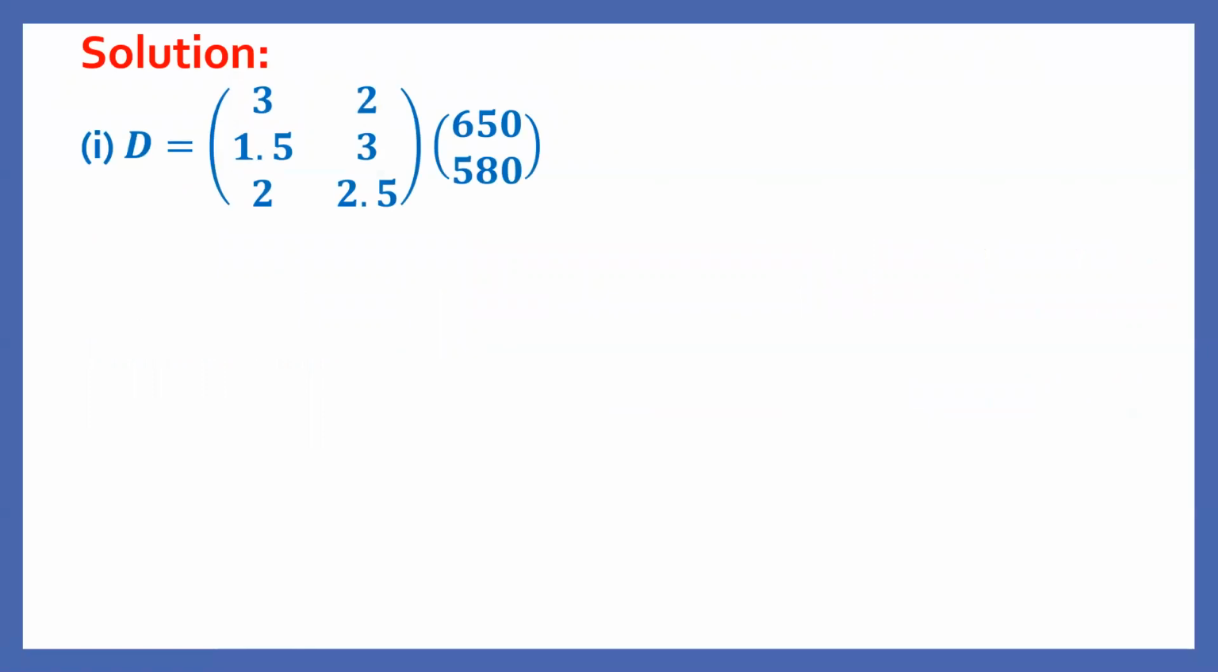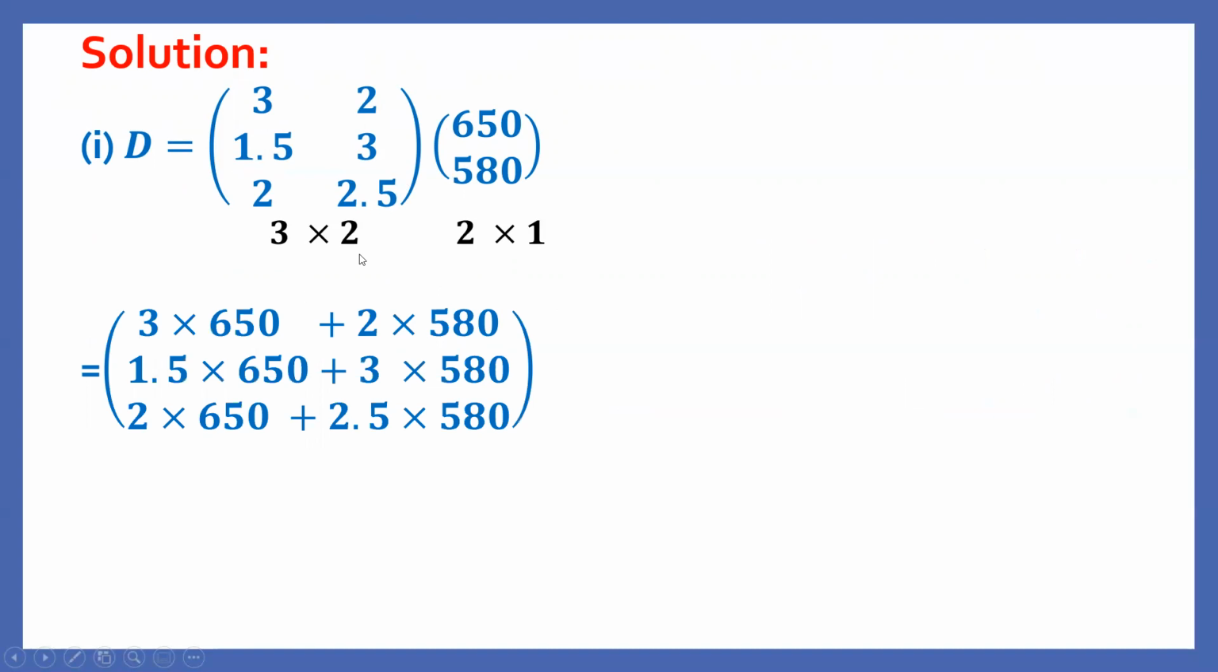So first part, I need to evaluate this product. So I have a 3 by 2 matrix times the second matrix is a 2 by 1. So multiplication is possible because I have two which are equal, and the resulting matrix will be of order 3 by 1.